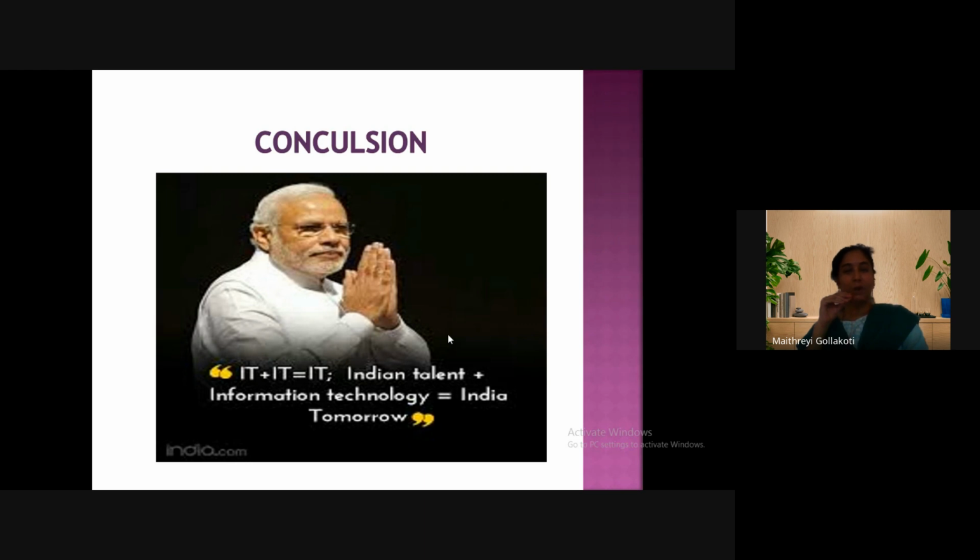So let us all hope that we will use ICT widely in the coming years so that we will have a bright future for our country and for our students also.